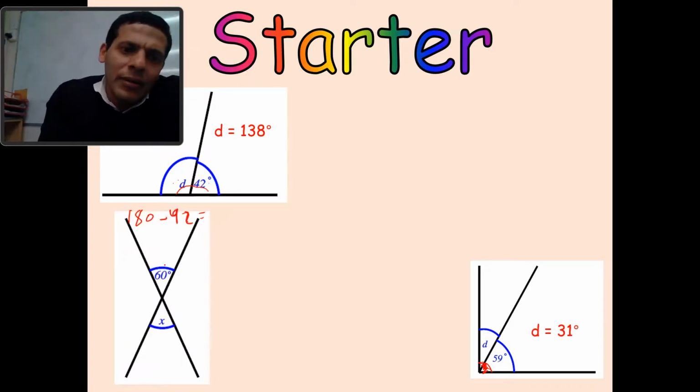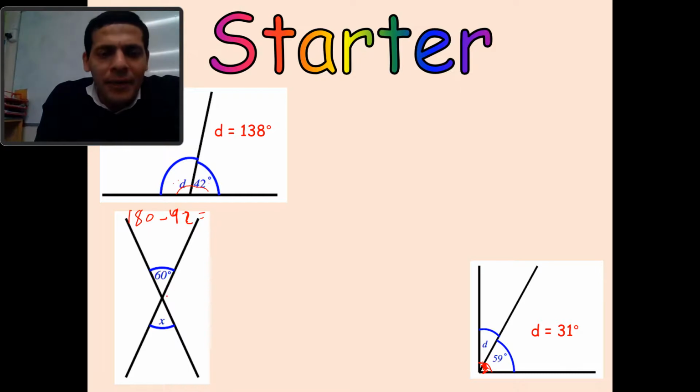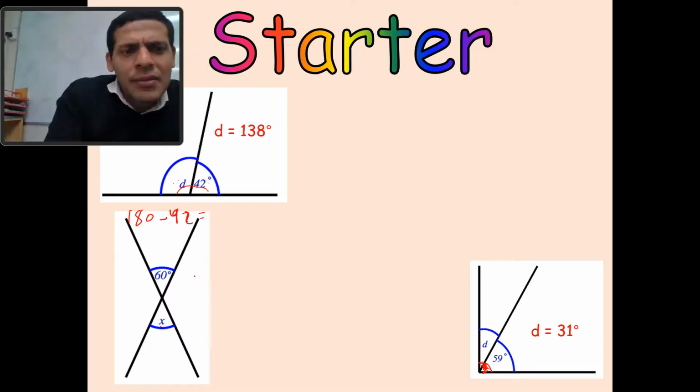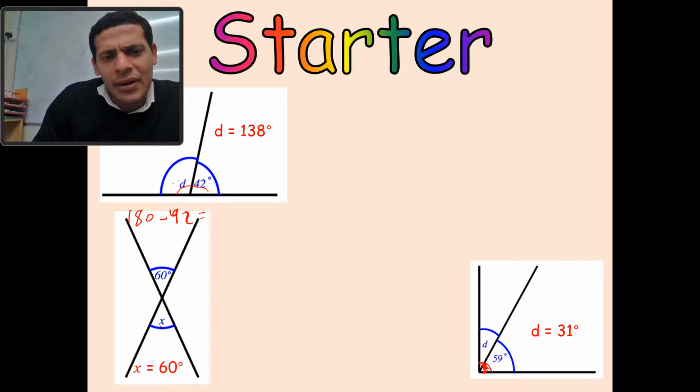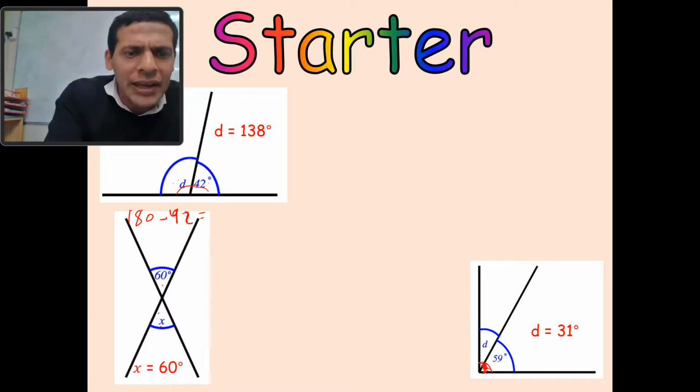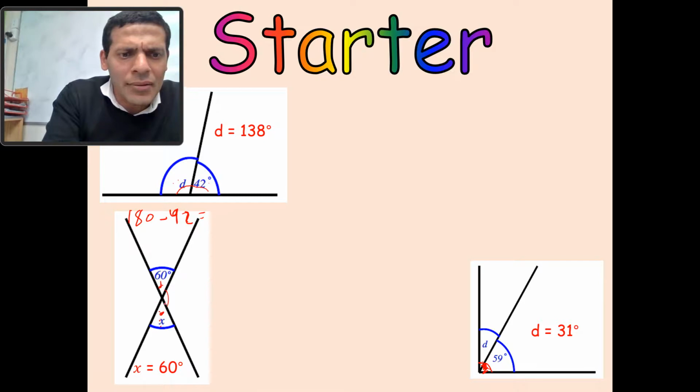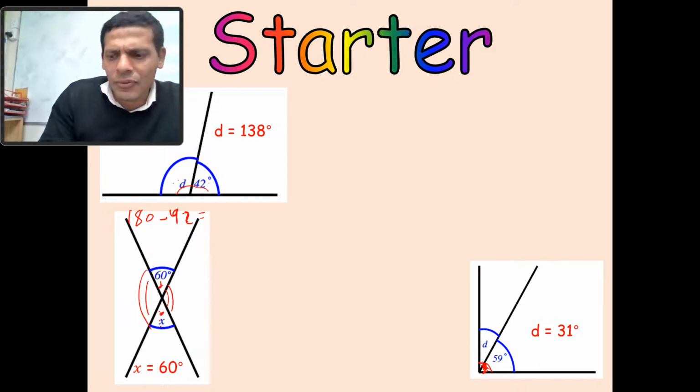We move on to the third example here. If we have crossing lines, we name these angles vertically opposite angles. So x equals 60, that's right. Why? Because they are vertically opposite angles. So this angle equals this angle, and this one equals this one.